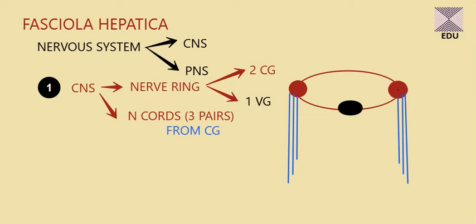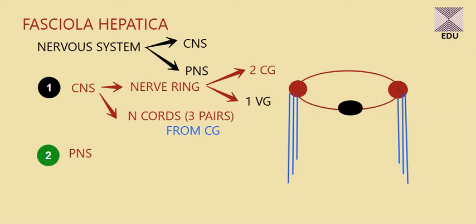So this is the actual diagram of the central nervous system. Those nerves which are going on the anterior side, which were demarcated as green lines, were part of the second system, which is the peripheral nervous system. So now we are starting with the PNS.